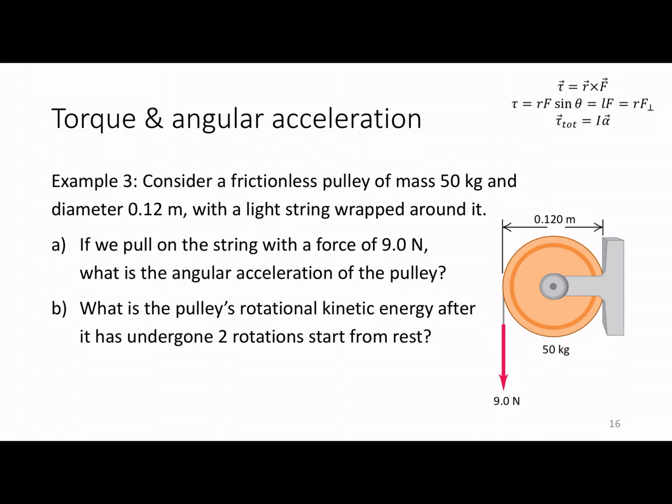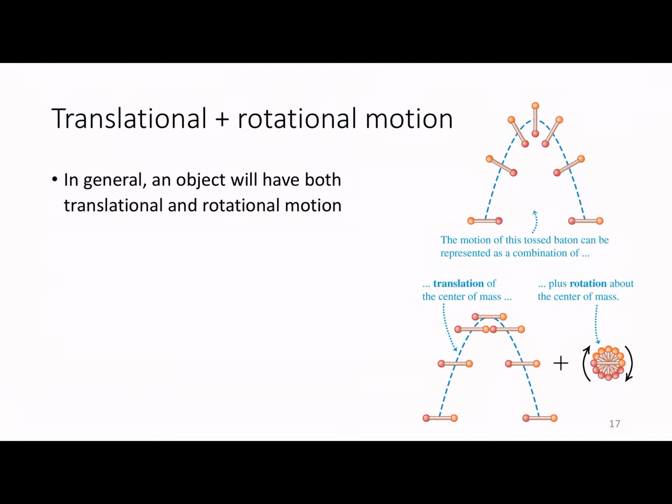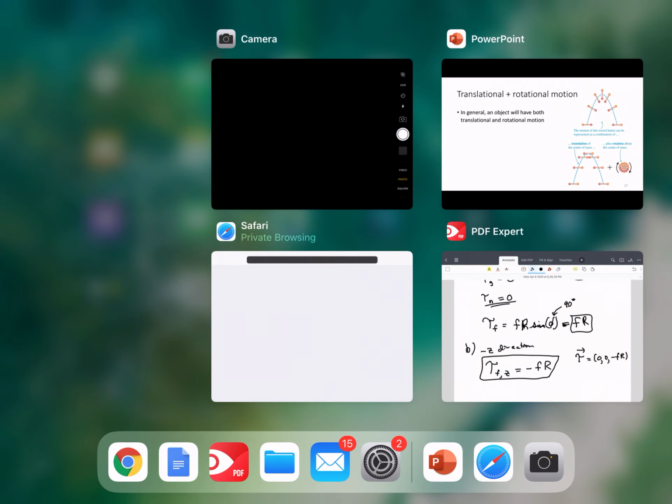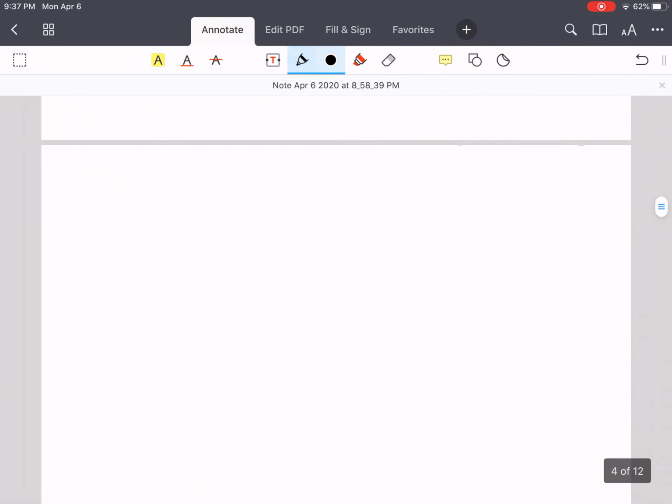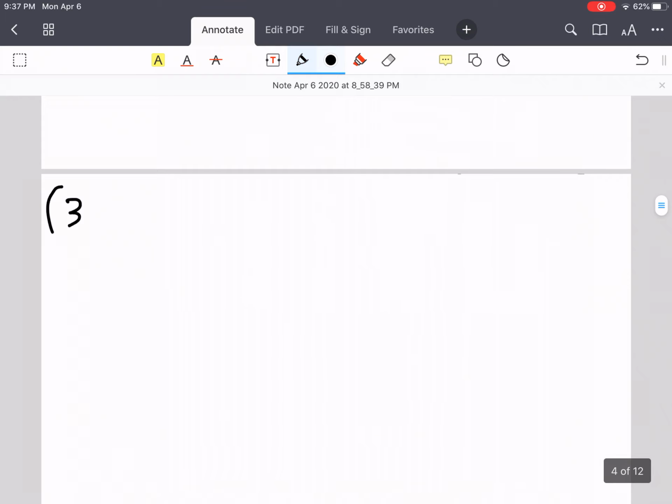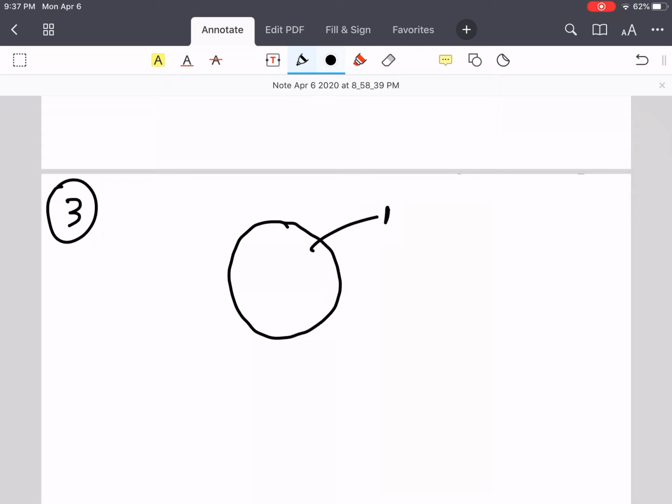Great. So at this point, I'm going to assume everyone's given this a shot. Let's go over this answer together. So again, let's quickly draw the setup. I have a massive pulley. The mass is m, which I said was 50 kilograms, so it's quite heavy. The radius, capital R, is half the diameter, which turns out to be 0.06 meters.